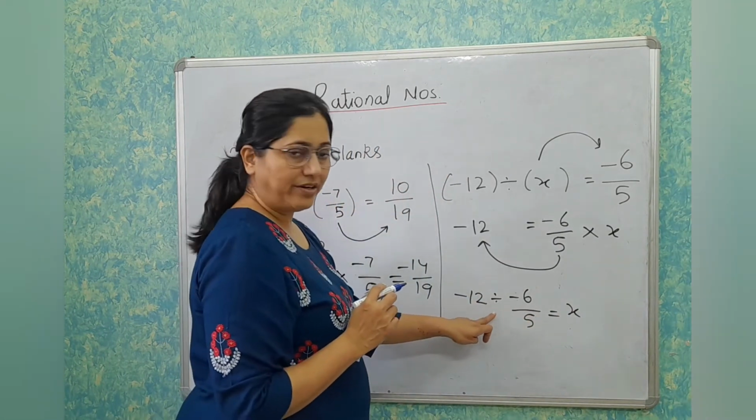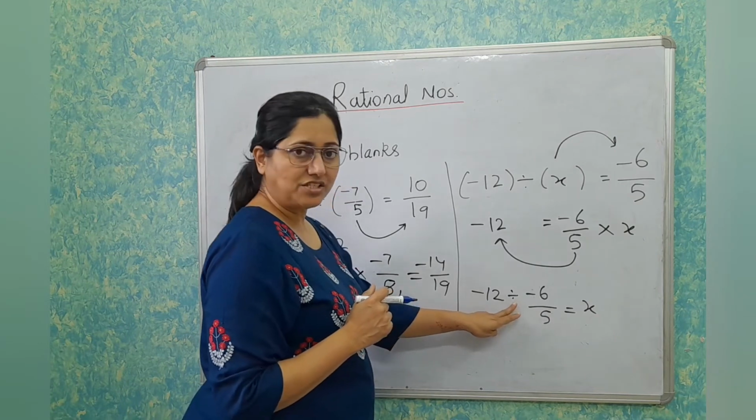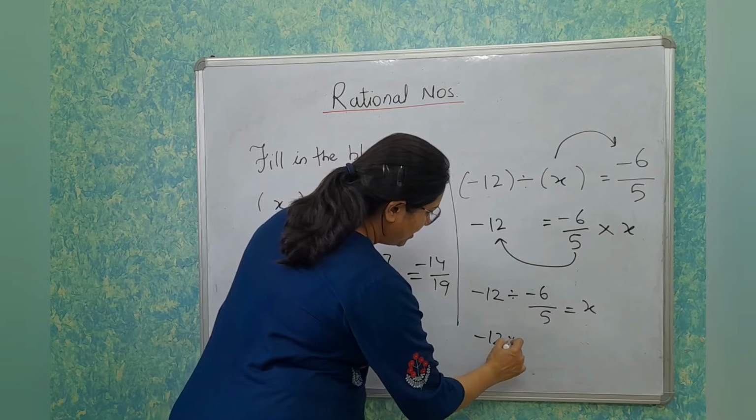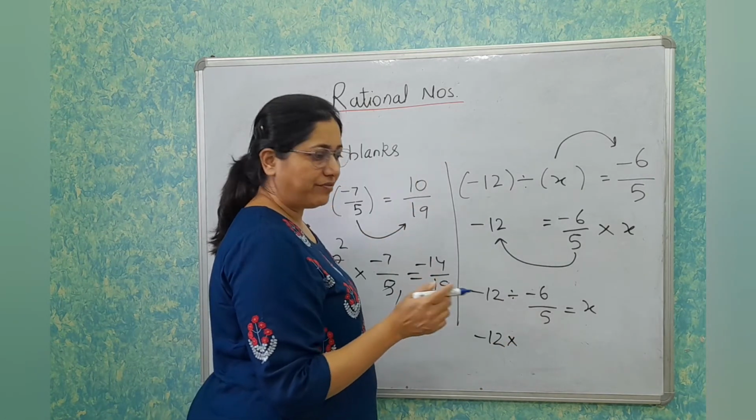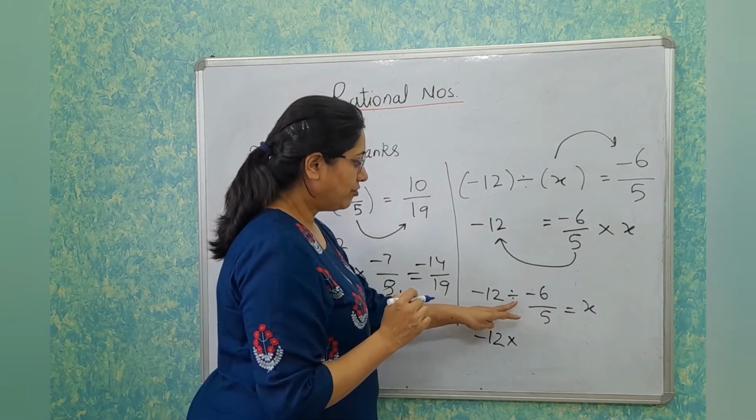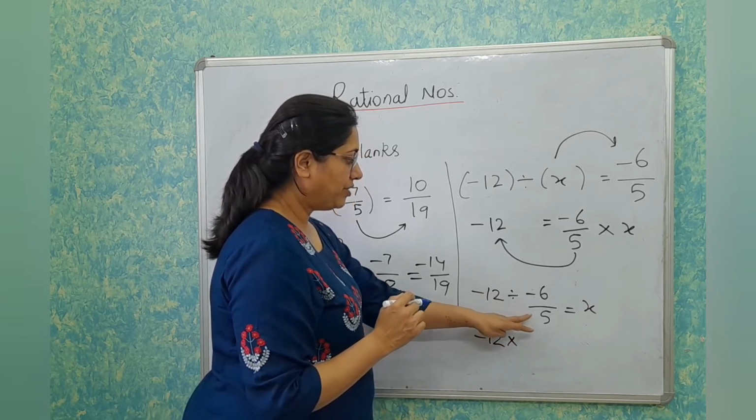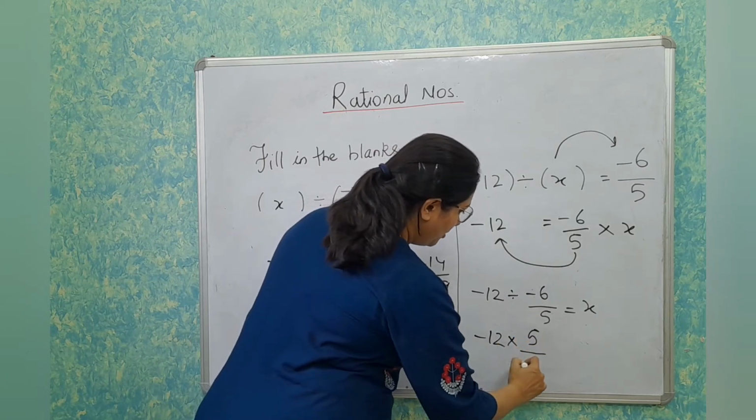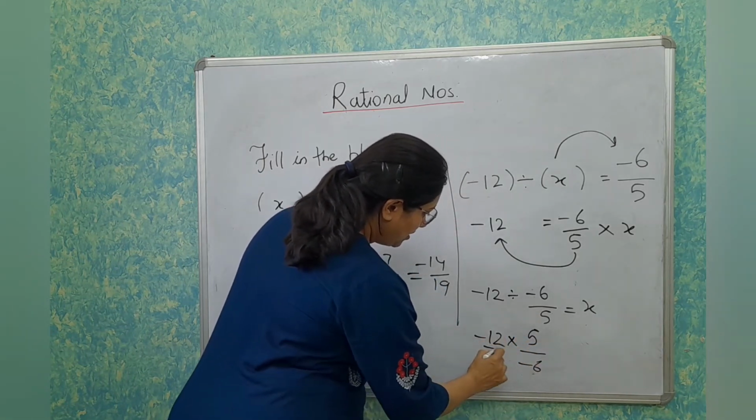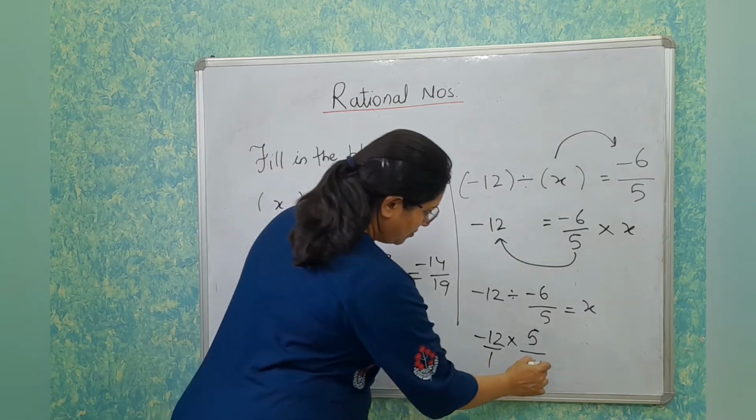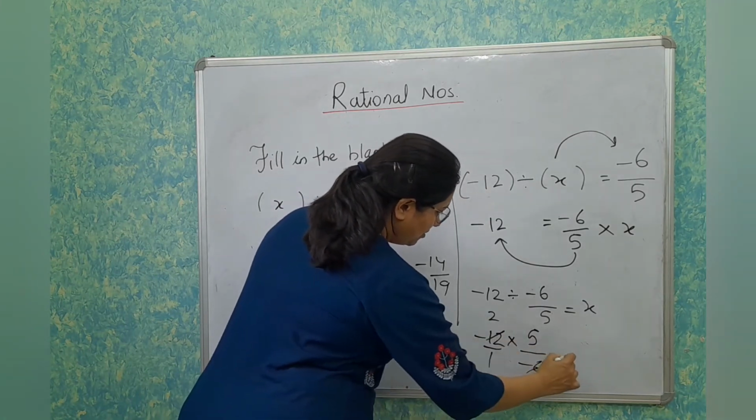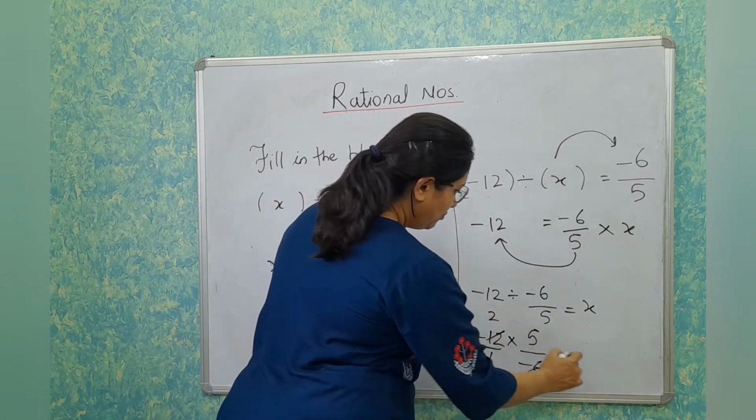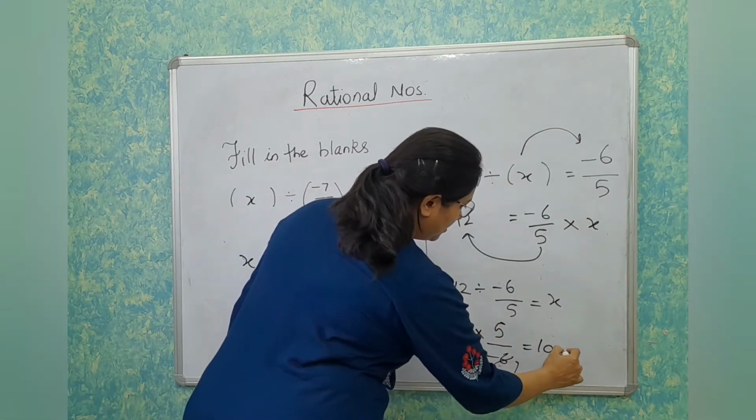Again you cannot divide two rational numbers. So I have to change this division sign into multiplication sign. So I can say 12 multiplied by, and you know that whenever we have to change the sign from division to multiplication, we have to take the reciprocal of the next rational number. So I will say 5 upon minus 6 and minus 12 divided by 1 we can say. Now 6 ones are 6, 6 twos are 12. These two negative signs will cancel each other and 5 twos are 10. This is the answer.